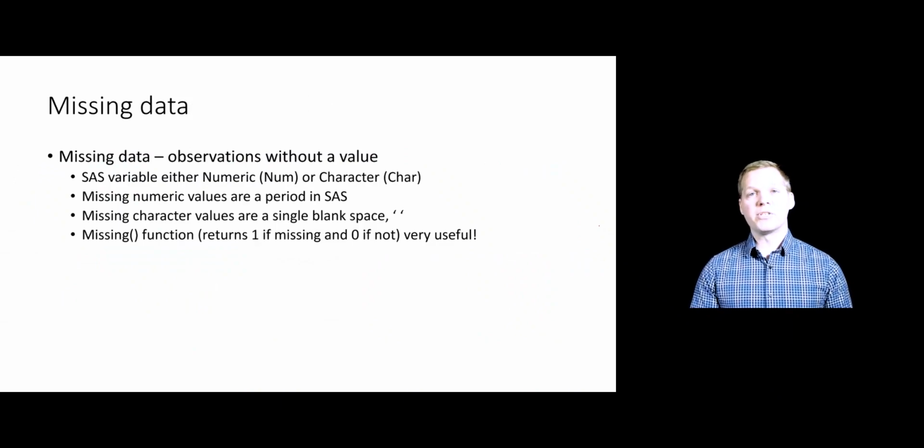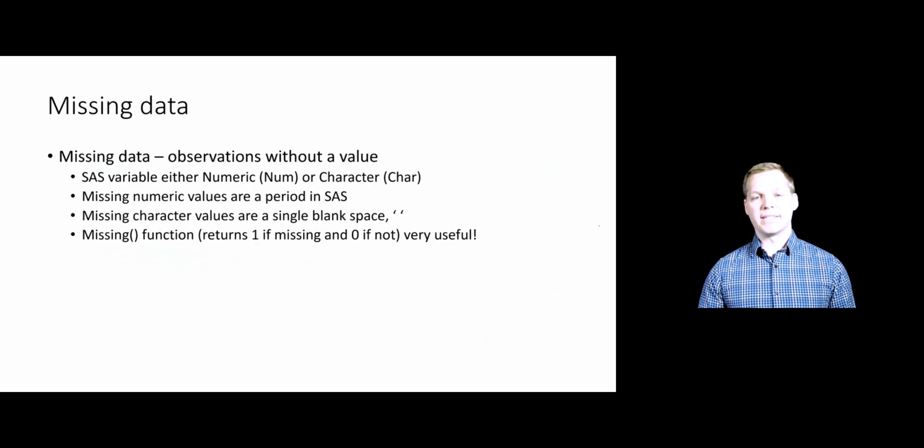All right, another thing that we should know about when we're creating variables is the idea of missing data in SAS. We've been talking for the most part about really nicely formed data sets that have all of their observations. Well, sometimes some of the values for a particular row will be missing. And that's called missing data, observations that don't have a value.